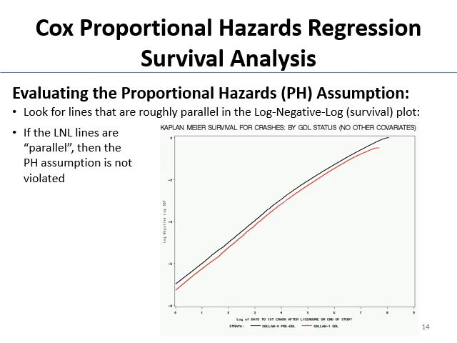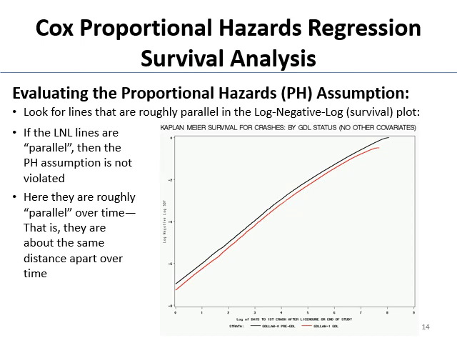So if the log negative log lines are parallel, then the proportional hazards assumption is not violated, it's met. Here they are roughly parallel over time. They're about the same distance apart over time. And so here we'd say the proportional hazard assumption is not violated.